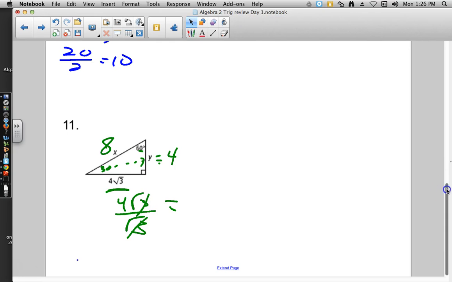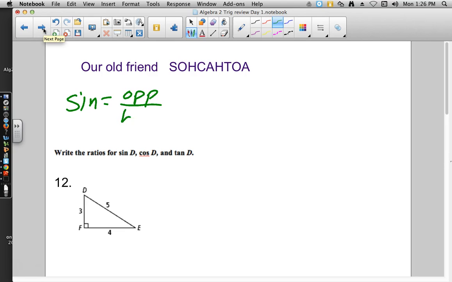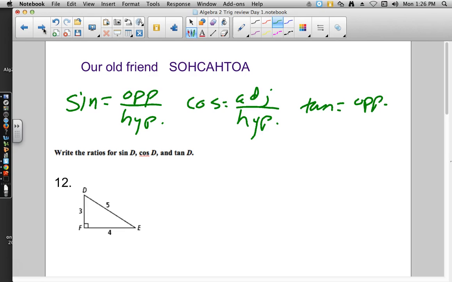And that's why we love those 45, 45, 90s and 30, 60, 90s. Those are supposed to be problems where your brain can kind of take a break while you're doing the MCAs. And then on the next page we have SOHCAHTOA. So remember that SOHCAHTOA comes from the fact that sine is opposite over hypotenuse, cosine is adjacent over hypotenuse, and tangent is opposite over adjacent. So there's our sine, cosine, and tangent. It all has to do with labeling the side lengths of your right triangles.